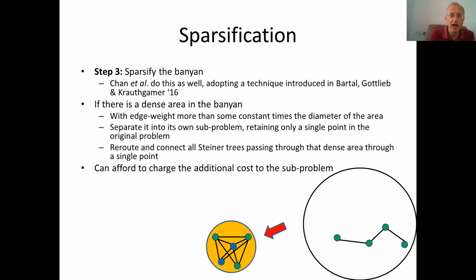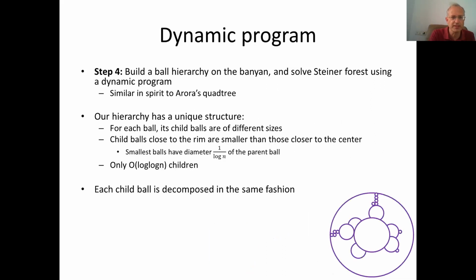Okay, so now after these 3 steps, we have a problem that has the following property. Its diameter isn't too big. It's restricted to an underlying graph, a banyan, and that banyan is relatively sparse. And every ball that you can draw around the banyan, there aren't too many edges there. It's relatively sparse. Having done that, we can now build a ball hierarchy on the banyan and solve Steiner forest using a dynamic program.